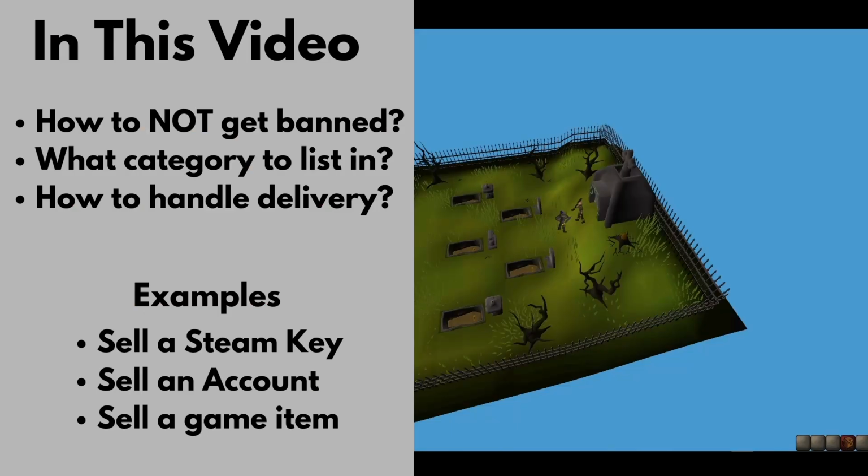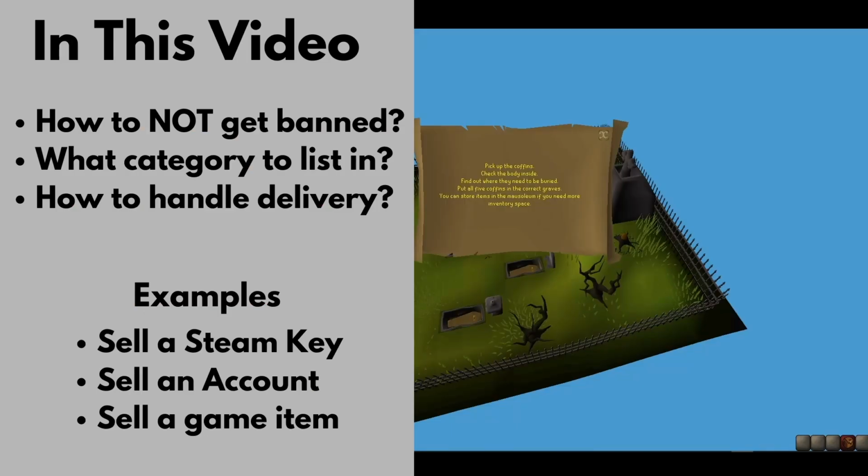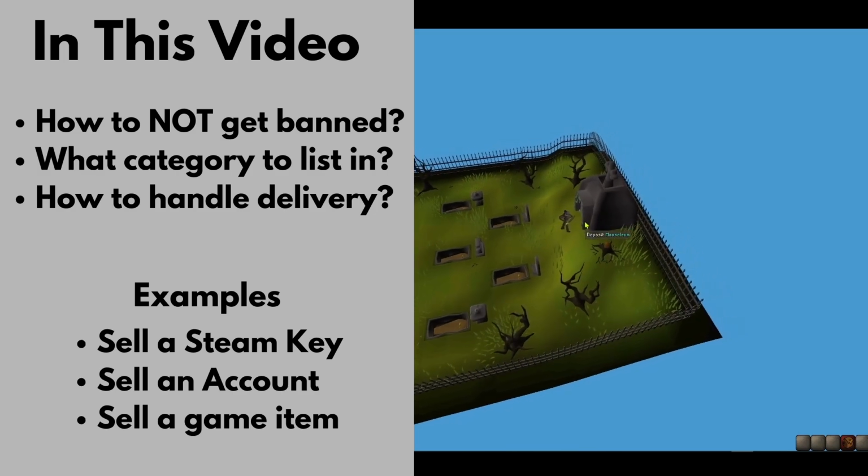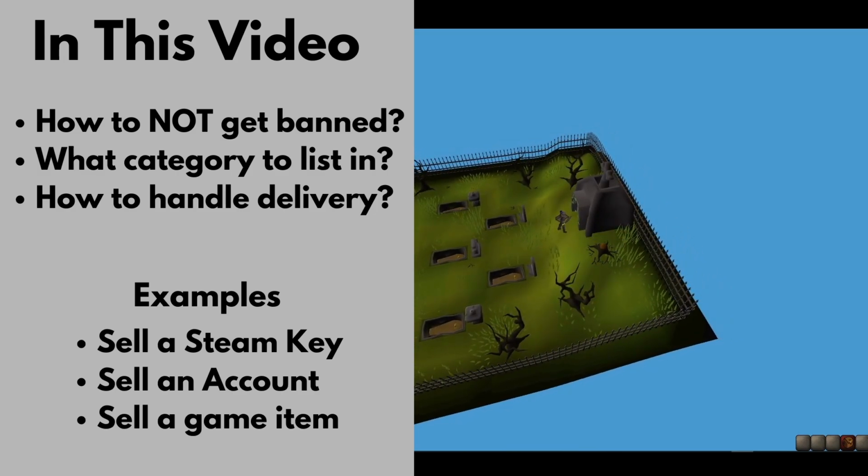From those previous videos, most of the topics that people asked questions on were things like, how do I not get banned from eBay? Or how do I not get banned from the game? What category should I list the items in on eBay? And also, how do I handle the shipping on eBay? And that's something that's changed recently.